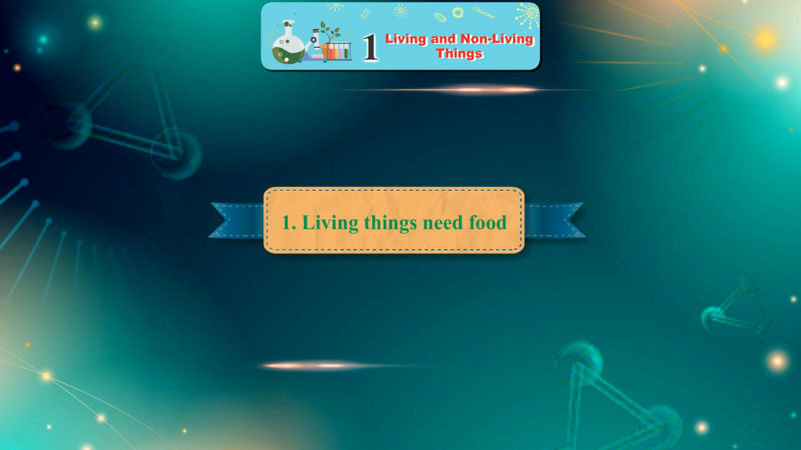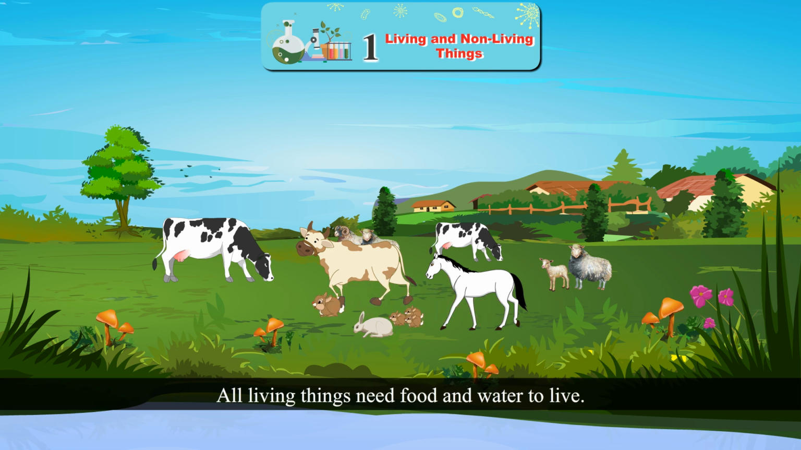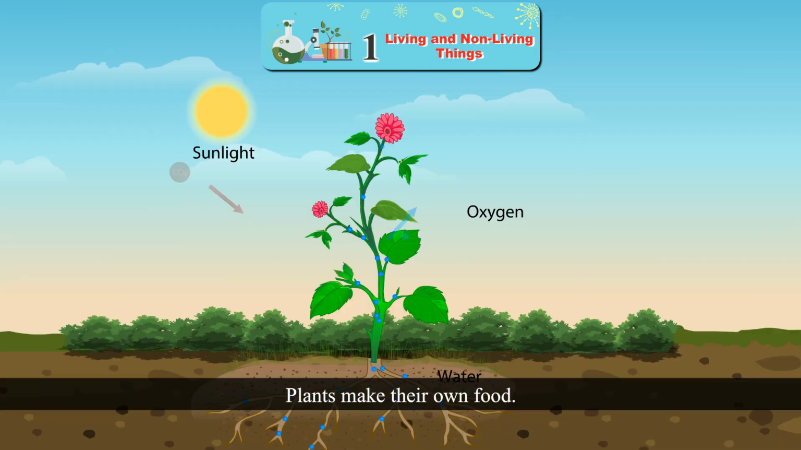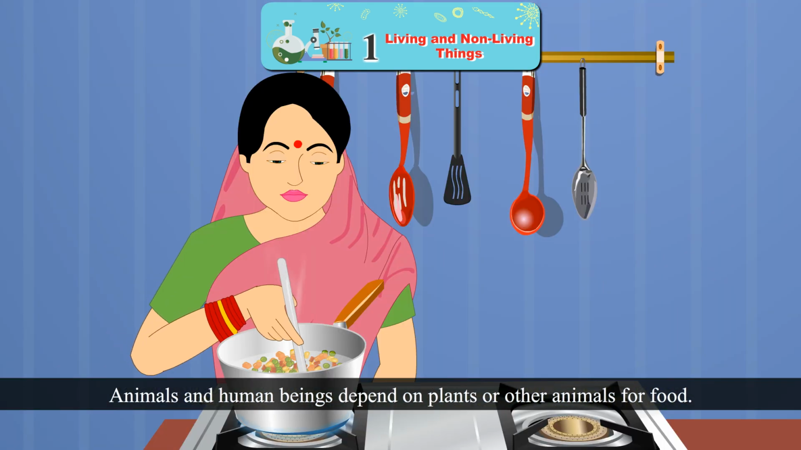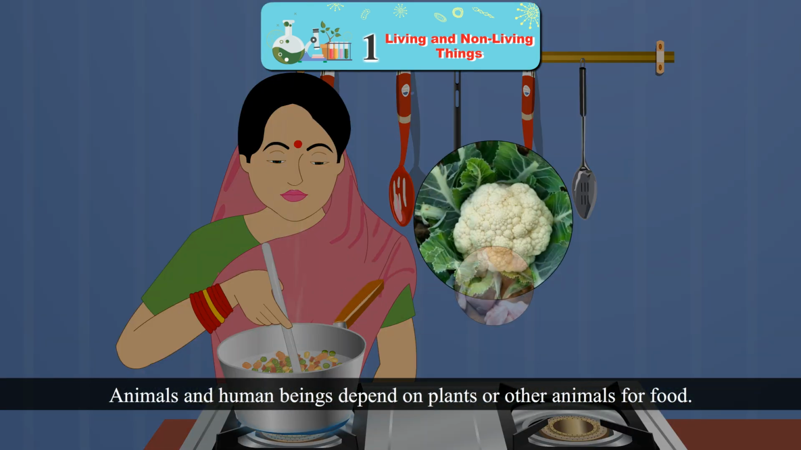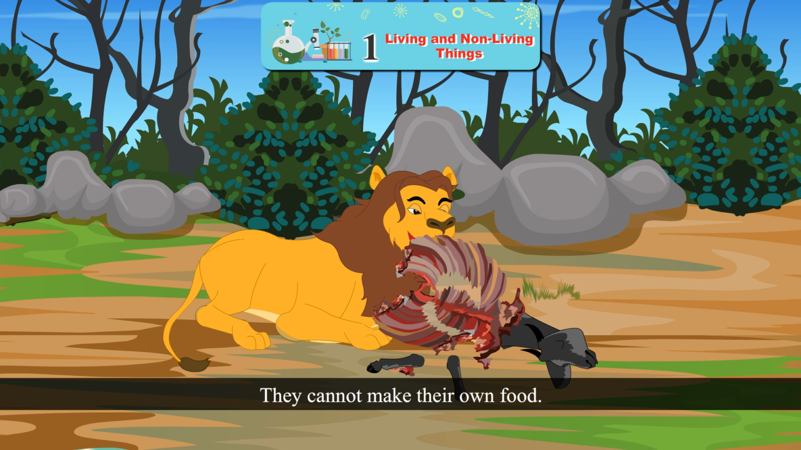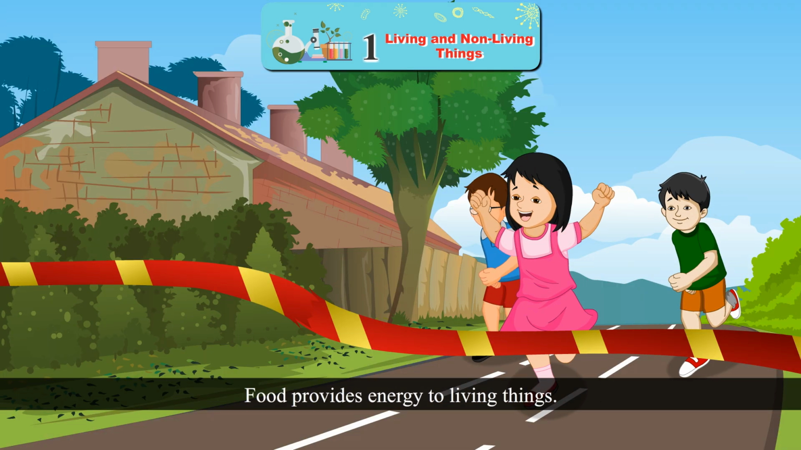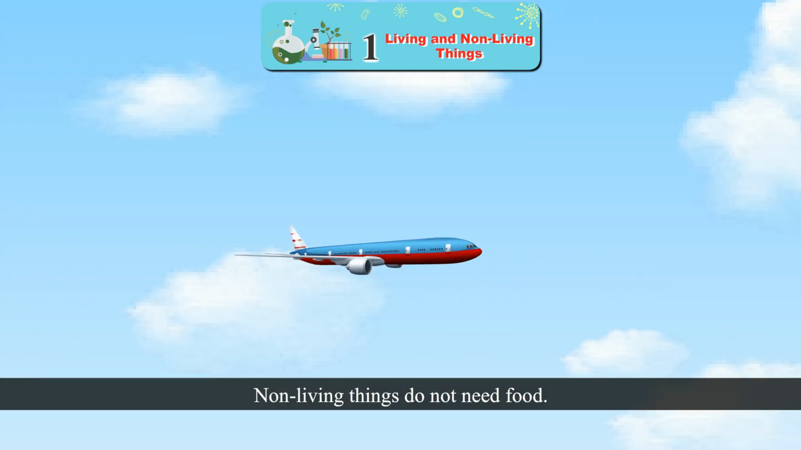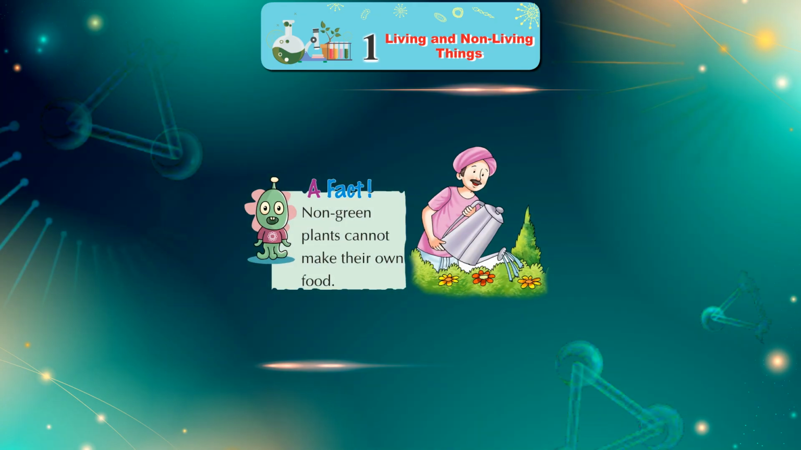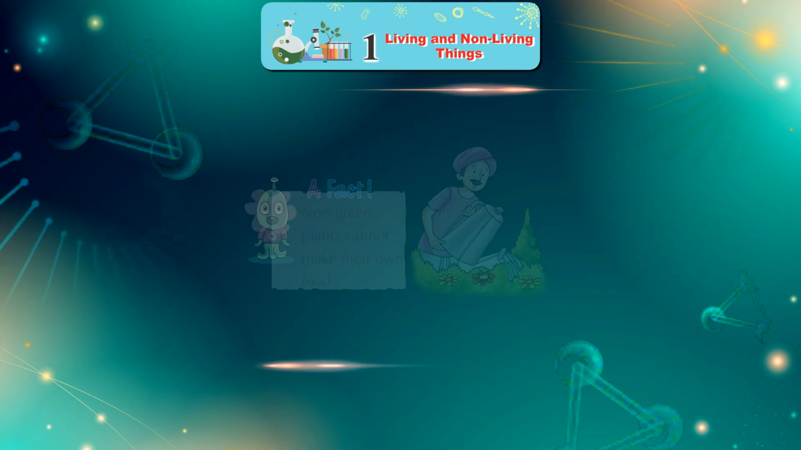First, living things need food. All living things need food and water to live. Plants make their own food. They use water, sunlight, and carbon dioxide to make food. Animals and human beings depend on plants or other animals for food. They cannot make their own food. Food provides energy to living things. Non-living things do not need food. Effect. Non-green plants cannot make their own food.